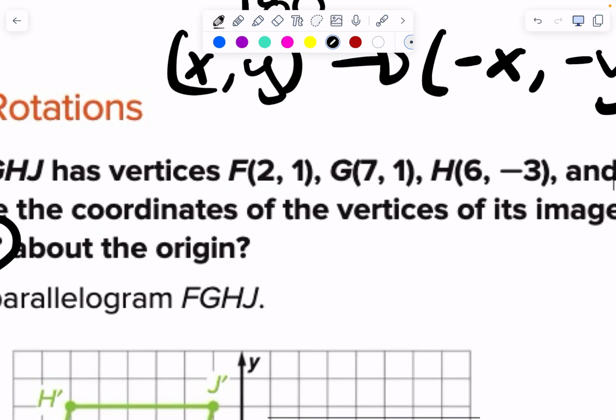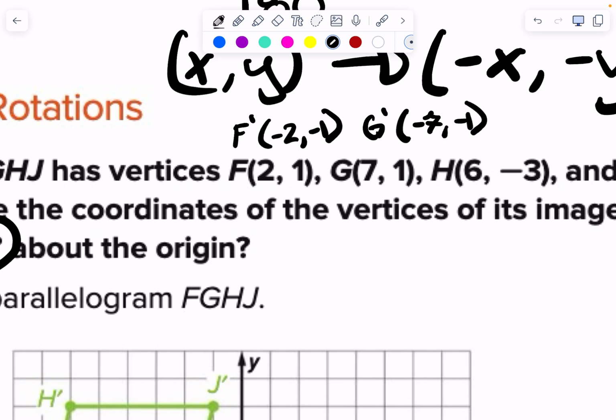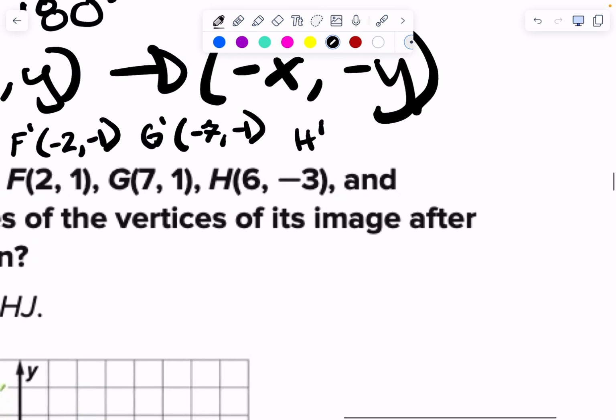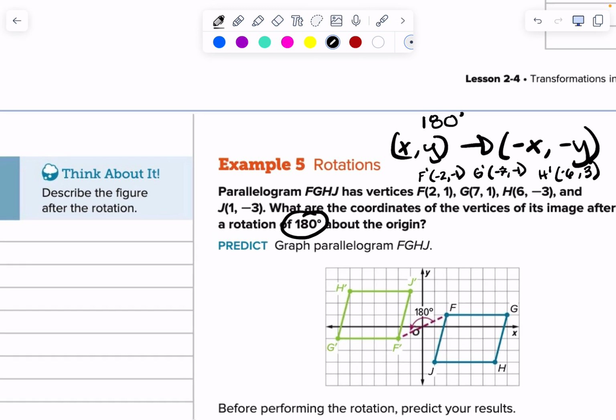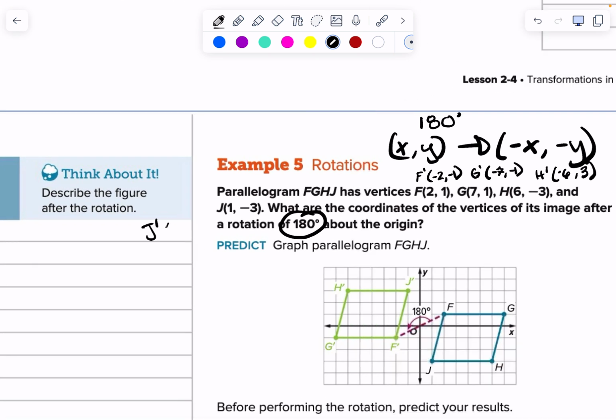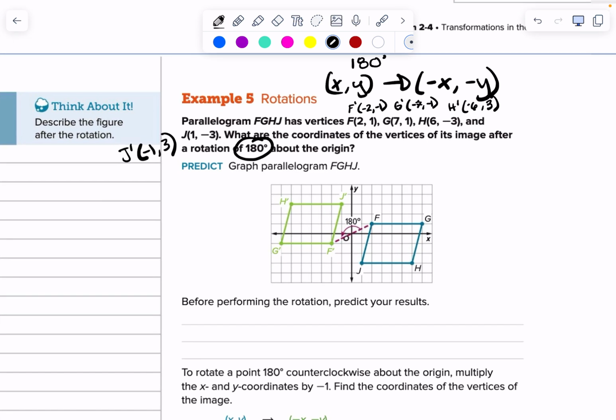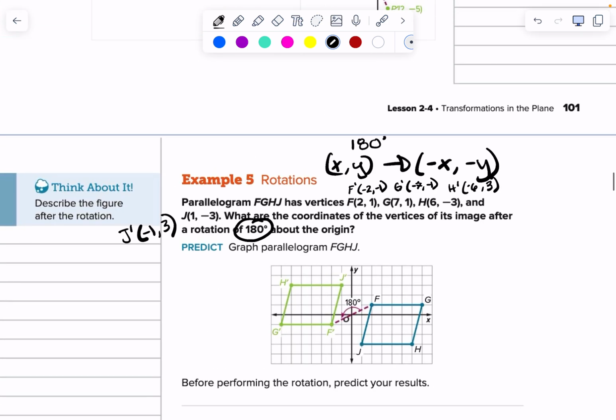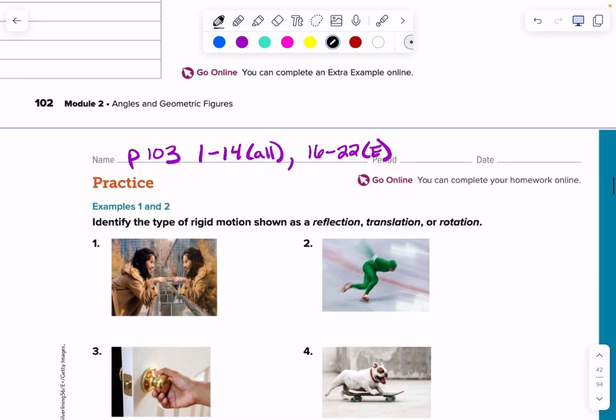So what will F prime be? Negative 2, negative 1. G prime? Negative 7, negative 1. H prime? Negative 6, positive 3, right? And the last one, I guess, J prime? Negative 1, positive 3. Do we see how this works? That's the shortcuts of how to rotate and do all the things.